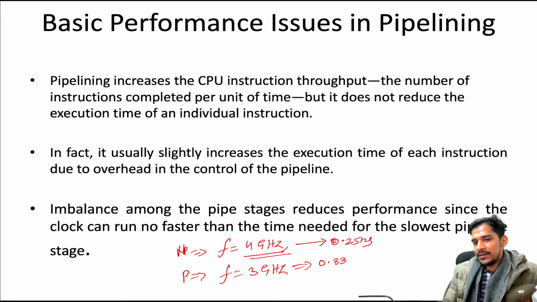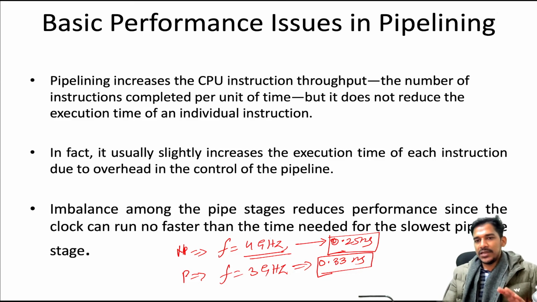So in case of pipelining processor, one instruction will be executed in 33 nanoseconds, and in the non-pipelining processor it will be executed in 0.25 nanoseconds. That means for a single instruction, let us say the time taken in pipelining processor is T1 and the time taken in non-pipelining processor is T2. So T1 will always be greater than or equal to T2.